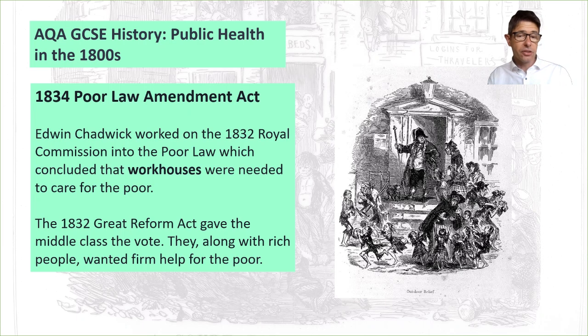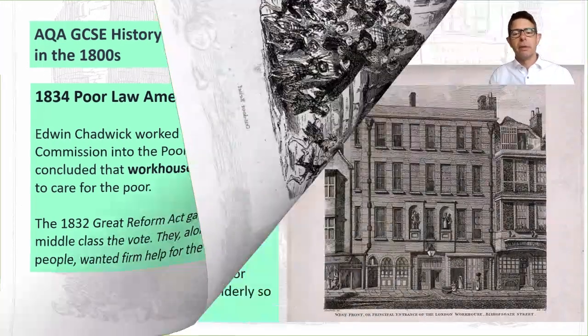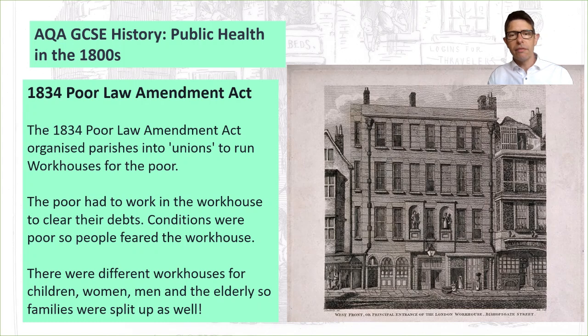This might be partly due to the 1832 Great Reform Act, a political change which gave middle-class people more votes. They, along with the rich people, wanted firm help for the poor. They didn't want them lying in the streets, being beggars. They wanted them with a roof over their head, working. Again, linking back to that idea that maybe the poor were considered a little bit lazy.